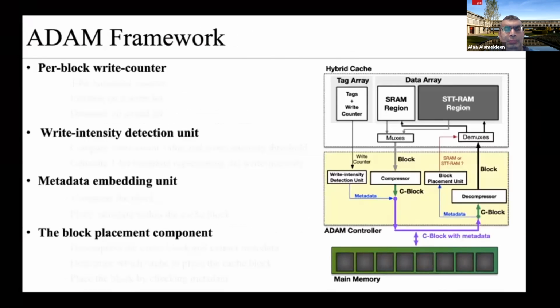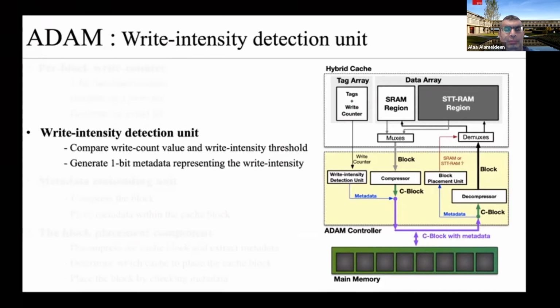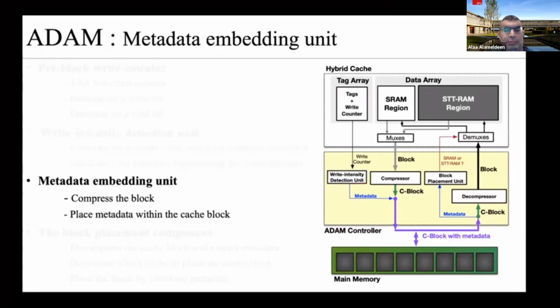Components of the Atom framework. First is the per-block write counter. It's located in the tag array with the tag. It's a 3-bit saturating counter. It increases by 1 on a write hit and decreases by 1 on a read hit. Second, the write intensity detection unit. When the block is evicted from the cache, it compares the write count value of the victim and the write intensity threshold. After comparison, it generates 1-bit metadata representing the write intensity.